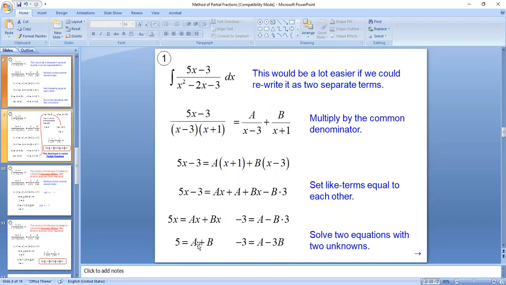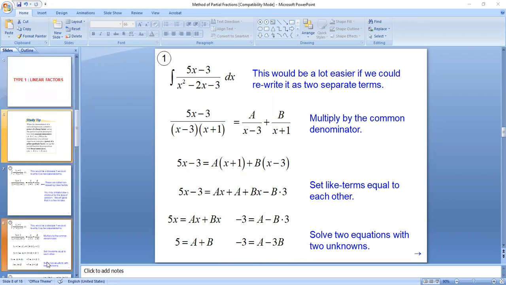A must be 3 and B must be 2. 3, 2, 5. 3, 2, negative 3. Correct? So that's how the answer that you got there came about. You solve the two equations with two unknowns simultaneously, and you get the values of A and B. And once you have that, you can already process your integral.